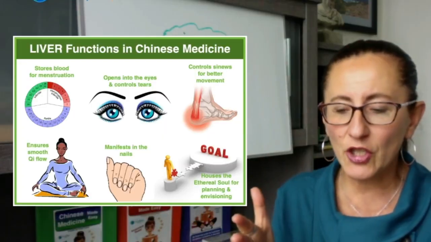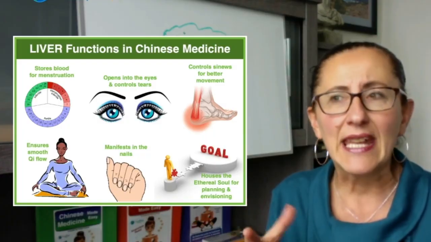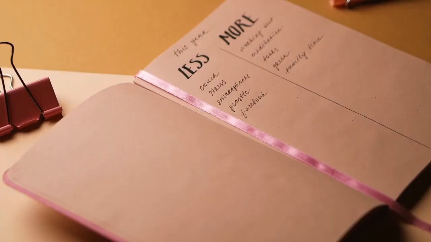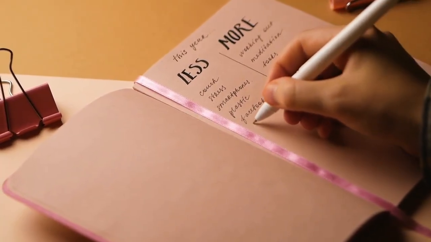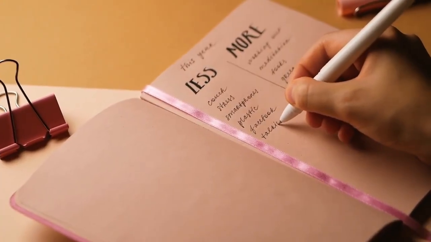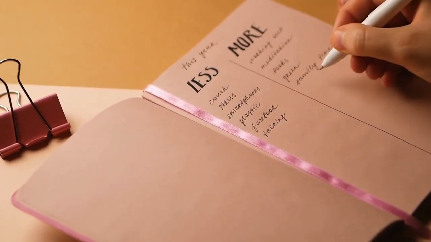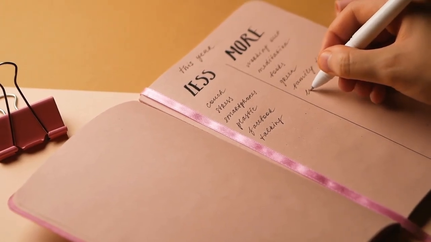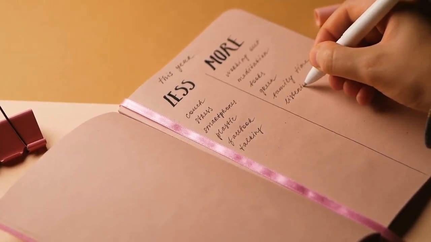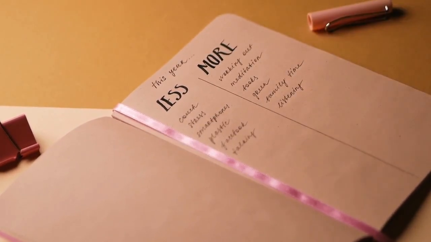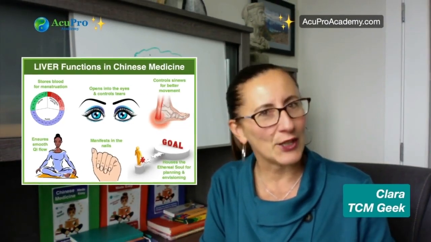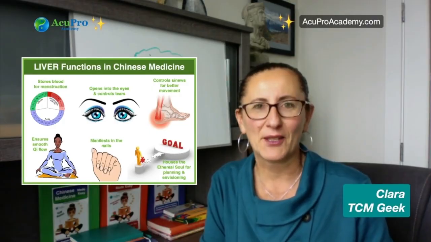And the other function that is part of the liver is that it is in charge of our vision, our goals. So whatever we want to manifest, whatever we want to have happen, we need to make goals to make it happen. So being in control of having a vision, of planning whatever we're trying to accomplish or achieve, that is the liver. Next, let's look at the cause of liver qi stagnation.